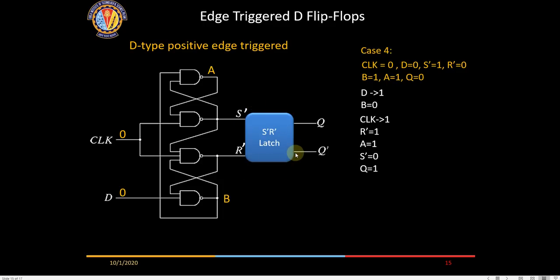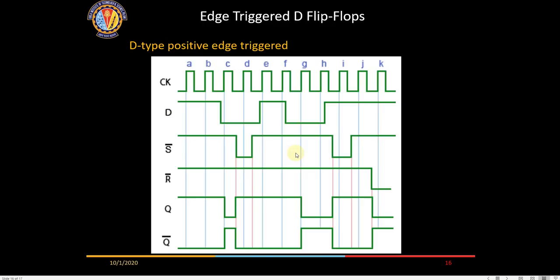These various conditions you will be able to analyze. The summary of how this works can be seen from this graph, and you can verify whether the same thing is happening in the circuit. This is the clock. When the clock goes positive, whatever was the value of D gets reflected in Q and Q bar. Then in the next clock, at the positive going edge, the value of D gets reflected in Q and Q bar.